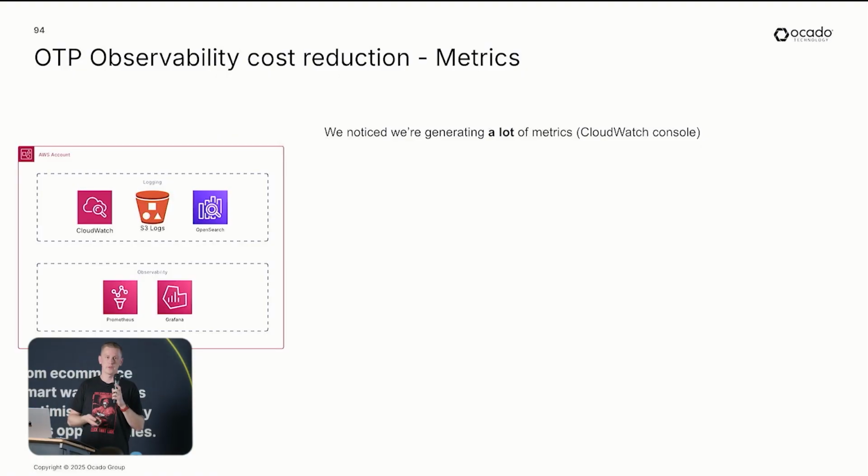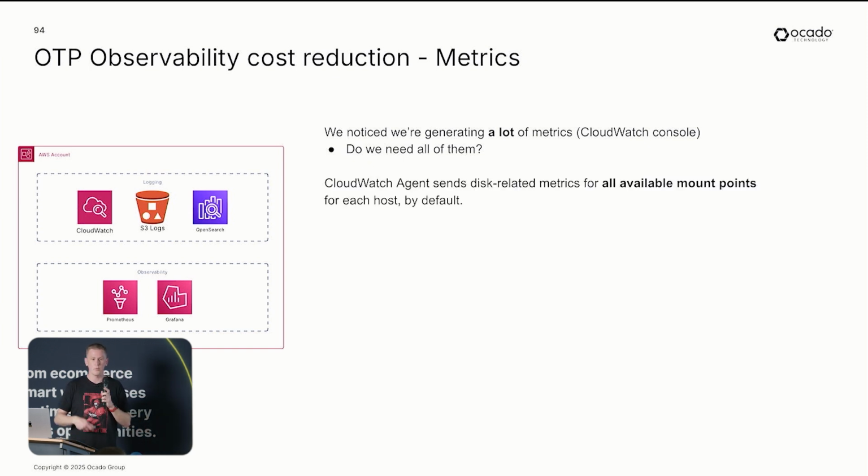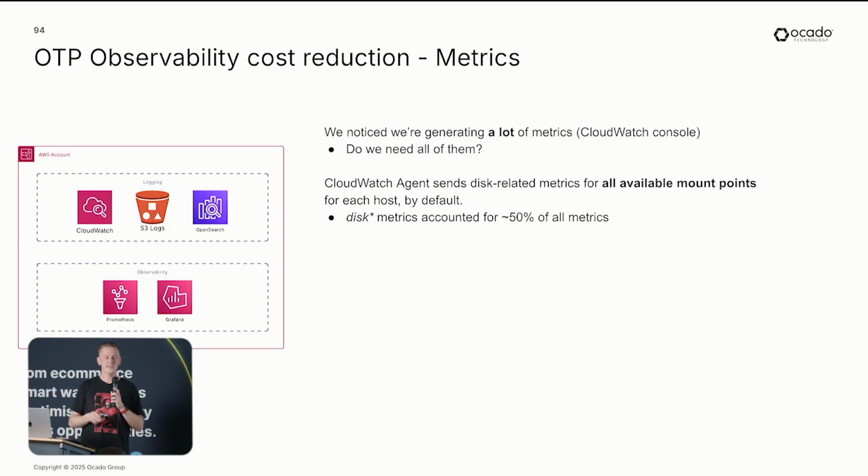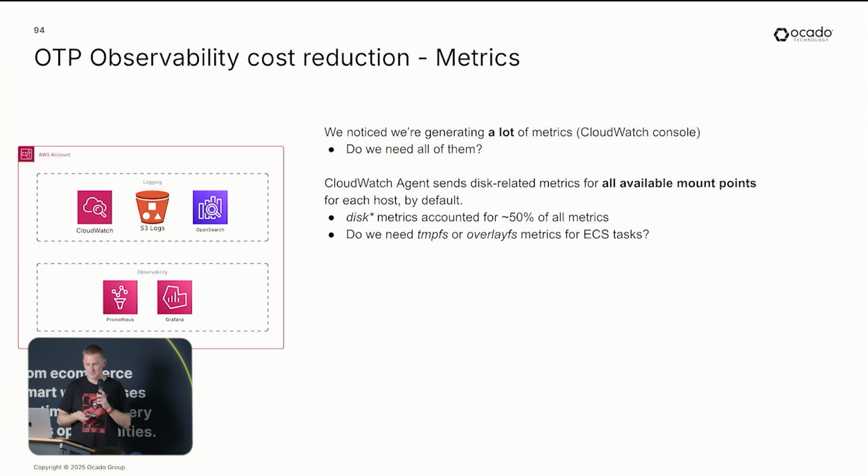In this example, we noticed that we were generating a lot of metrics in the CloudWatch console. We started asking ourselves, do we need all of the metrics that we have? We noticed that the CloudWatch agent that is installed in our ECS clusters sends disk-related metrics for all available mount points for each host by default. Thank you, AWS, for the default configuration. And the disk metrics accounted for almost 50% of all metrics that we had. Again, that's quite a huge number.